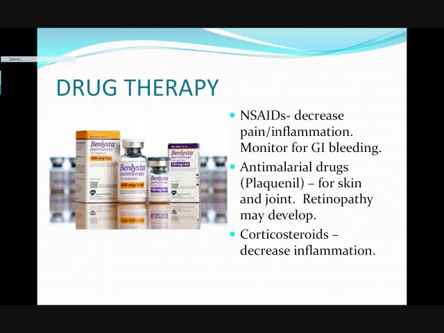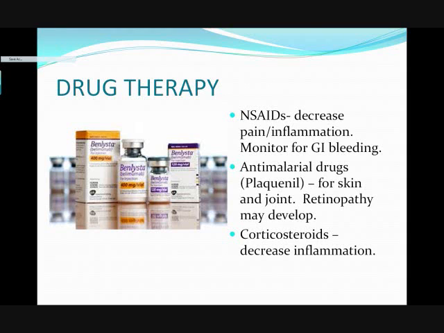Drug therapy begins with NSAIDs, non-steroidal anti-inflammatory drugs, which decrease pain and inflammation of the joints. It's important that you monitor for any type of GI bleeding. NSAIDs like ibuprofen, Excedrin, Advil, they all cause stomach ulcers. So GI bleeding would be a problem with ulcerations, and you really want to watch for that. Make sure there's no dark tarry stool, they're not spitting up any blood, they're not having reflux issues, maybe the beginning of an ulceration.